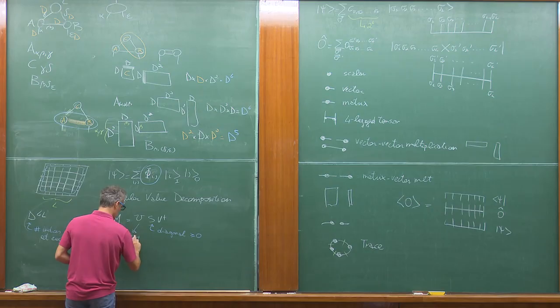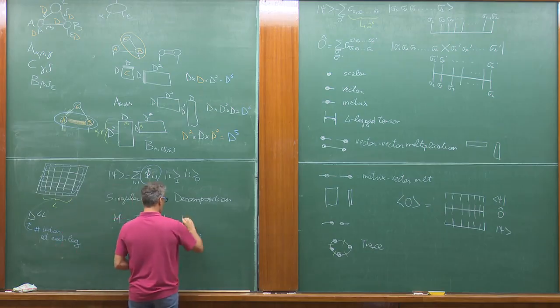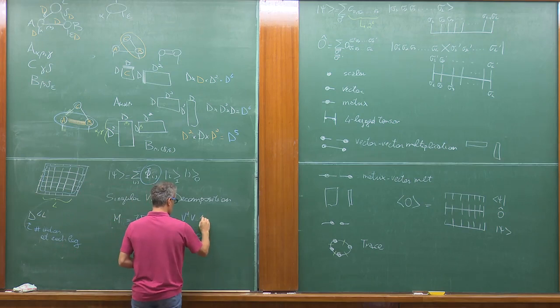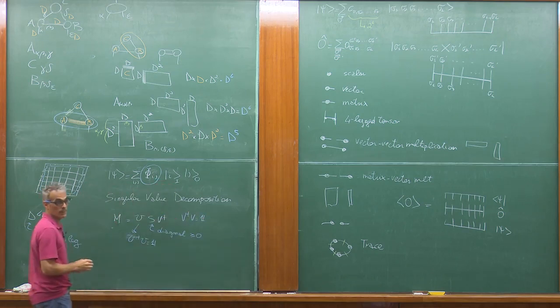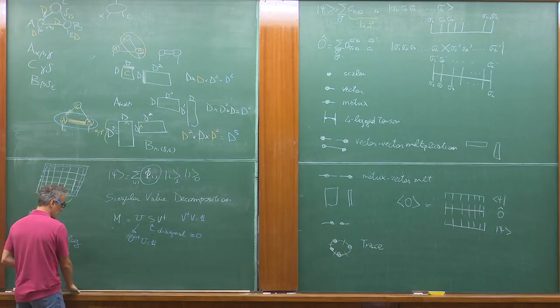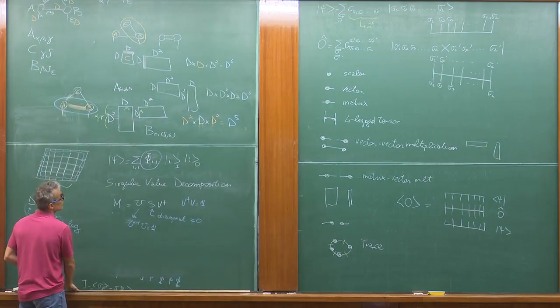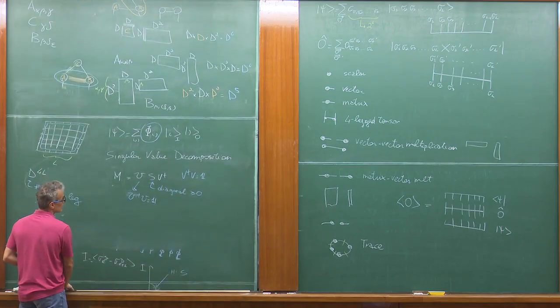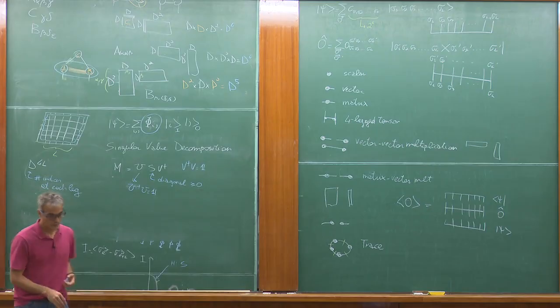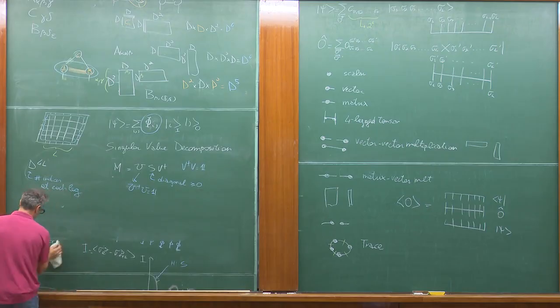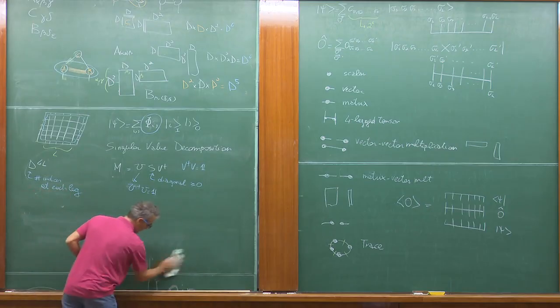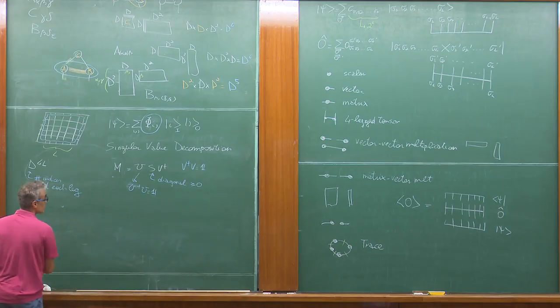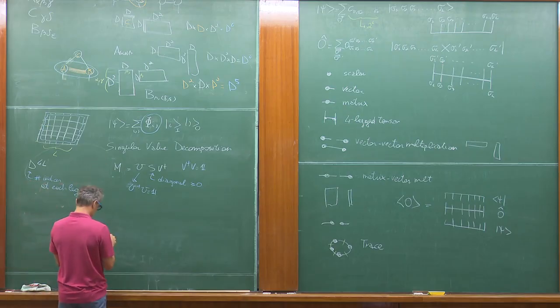U dagger times U is equal to identity, and V dagger times V is equal to identity. Okay? So you can always do this. Now let's do this. It's not like when you find eigenvalues, where you cannot always do that. This one you can always do. Okay, so let's put this inside there.